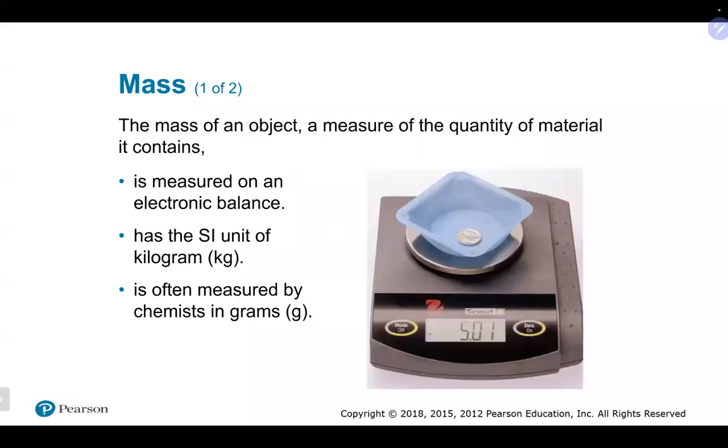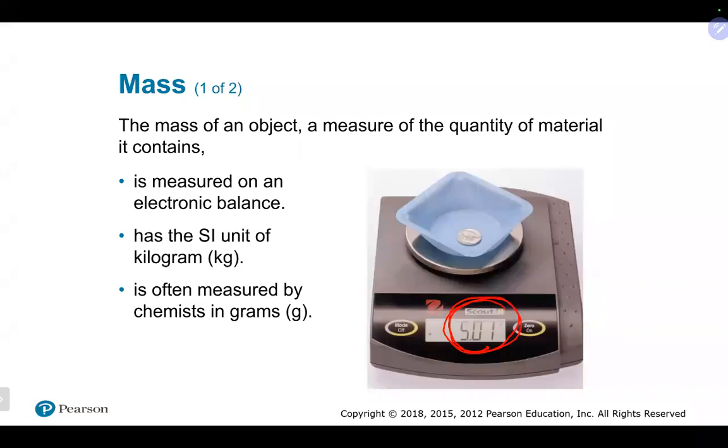Now, mass, when we do a process of weighing something, is what is referred to as the mass of an object, and that's the quantity of matter or material it contains. We use, for example, an electronic balance, which, by the way, whenever you use anything that's electronic and has a digital display, you should always record all the numbers that are there, because that's why they're there. They're kind of important.